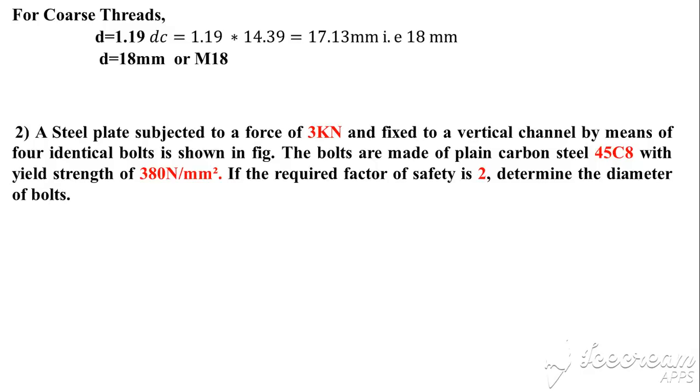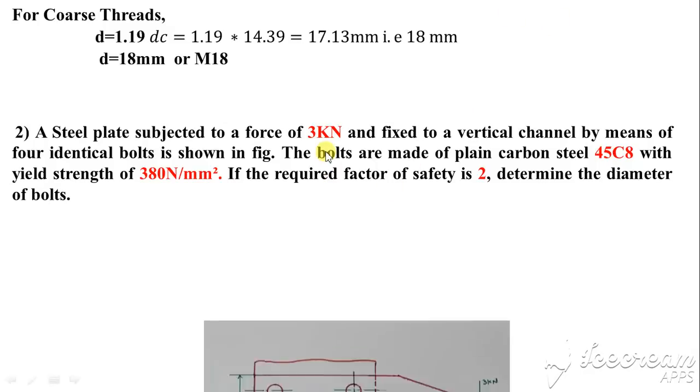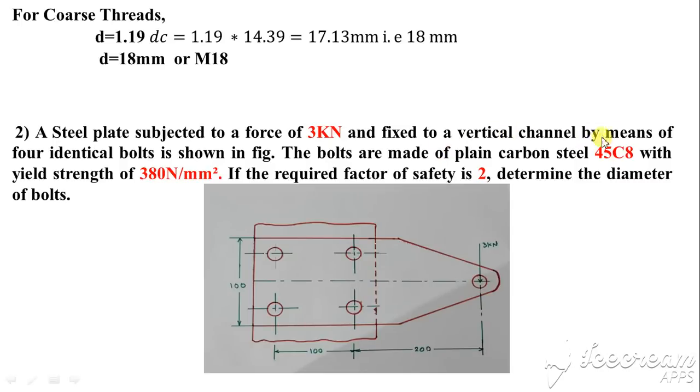Next numerical, a steel plate subjected to a force of 3 kN is fixed to a vertical channel by means of 4 identical bolts. The bolts are made up of plain carbon steel 45C8 with yield strength SYT. Required factor of safety is 2. Find out the diameter of bolt. So here an additional parameter SYT and factor of safety is given in this numerical, and the positioning of the bolt is different compared with the last numerical.